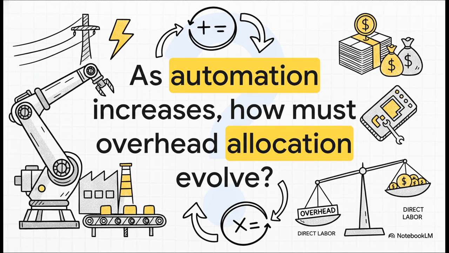As manufacturing becomes increasingly automated, direct labor diminishes. Consequently, traditional overhead allocation bases like direct labor hours become less relevant. So the question is, how must these allocation bases evolve to maintain costing accuracy? This remains a significant challenge for the modern cost accountant.